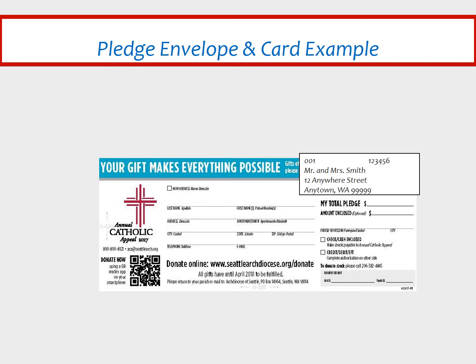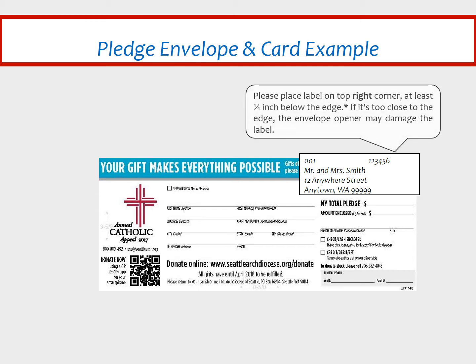So here's an example of what the front of the pledge envelope and card looks like. And there are two things that we want to bring your attention to. The first is the label. So please place the label on the top right corner, at least a 1/4 inch below the edge. And I'll get to that asterisk in a minute. If it's too close to the edge, the envelope opener may damage the label, and we won't be able to read the ID or the parish ID.